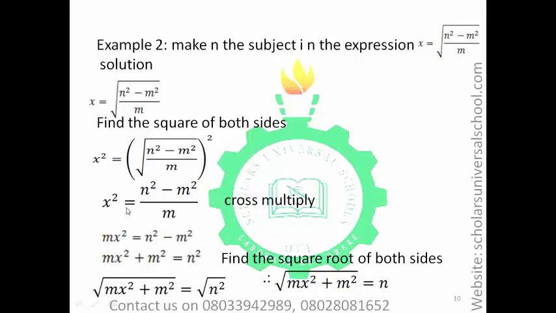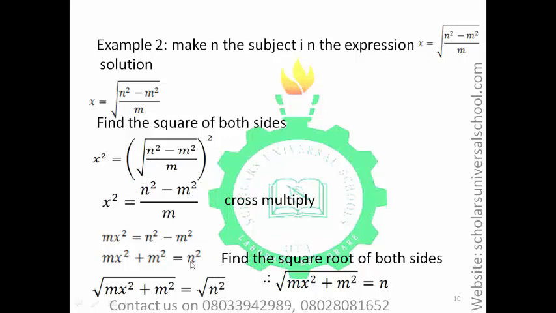By the time this one multiplies s square, this one will multiply n square minus m square. So we are going to have this equation at the end of the day. Take m square to the other side, that is, collect the like terms. Then we have ms square plus m square is equal to n square.